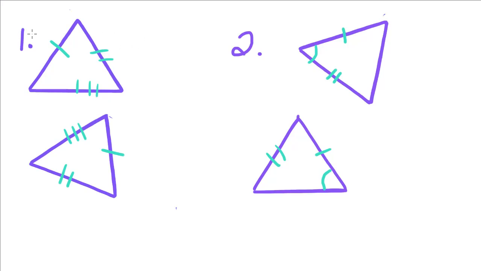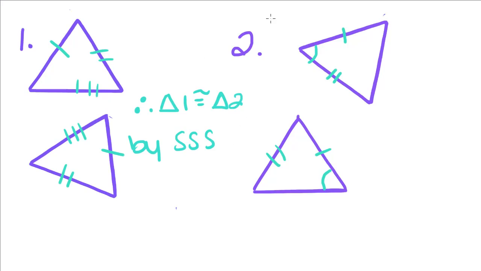So first we have these 2 triangles. And I have this side congruent to this side congruent to this side, and these 2 sides congruent. So therefore, triangle 1 is congruent to triangle 2 by side, side, side.